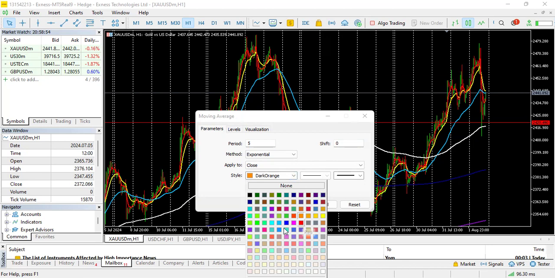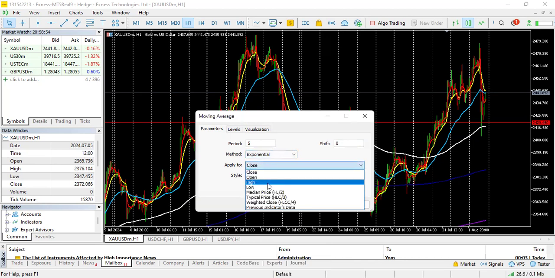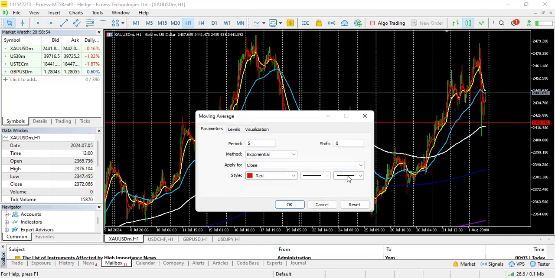I change the method. Maybe on your own screen, the method is simple. I change it to exponential. That's why you hear me say EMA. EMA just means exponential moving average. I change it to exponential and apply to close, not open, not high, not low. The shift remains 0, and my style is color red. The pixels, that's the thickness of the line of the EMA, is 2 pixels, so I choose the second one. That's all, and I click OK.